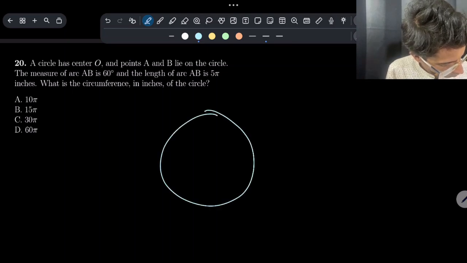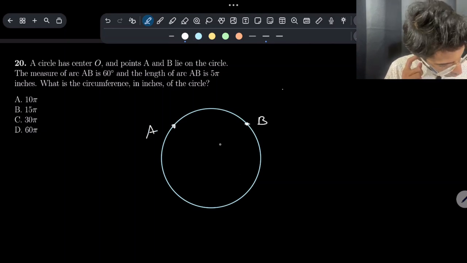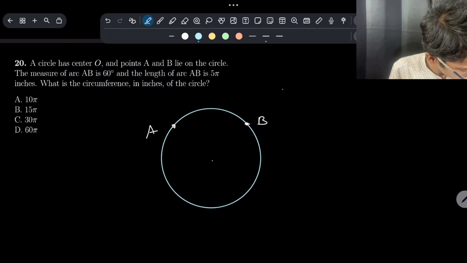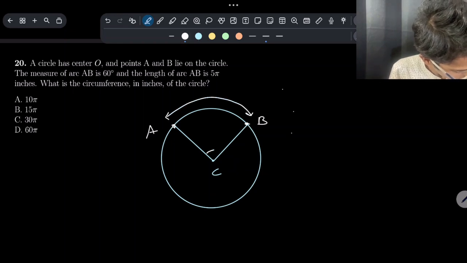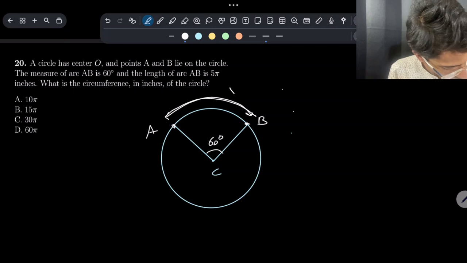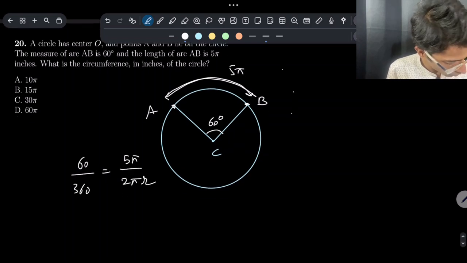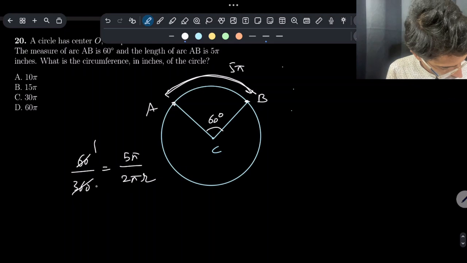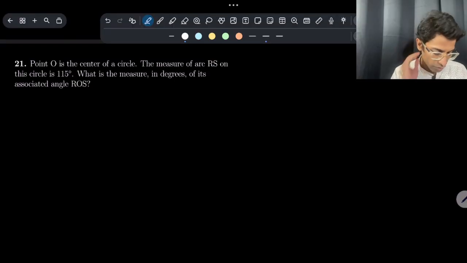Okay, here we have the circle. Points A and B lie on the circle. The measure of arc AB is 60 degrees. So let me draw the center. This angle is 60 degrees and the arc length is given to be 5 pi. What is the circumference? I know the standard formula. Since 60 is one sixth of 360, the circumference comes out to be 30 pi. Let's quickly solve the next problem.